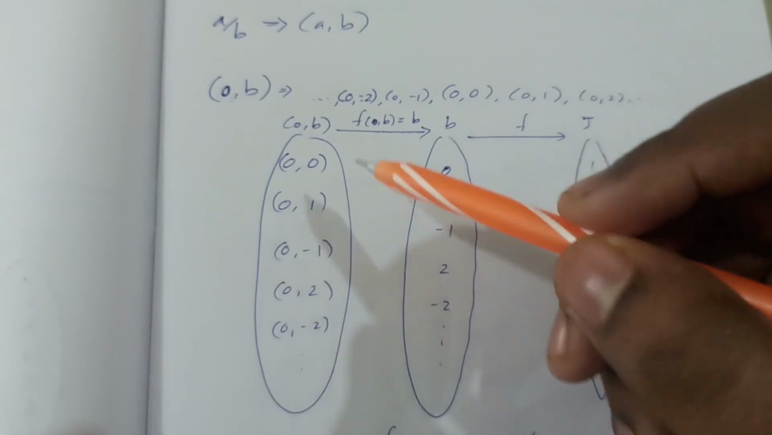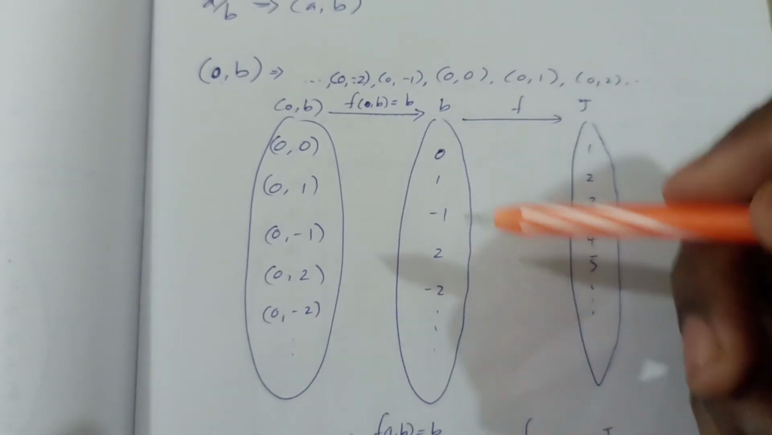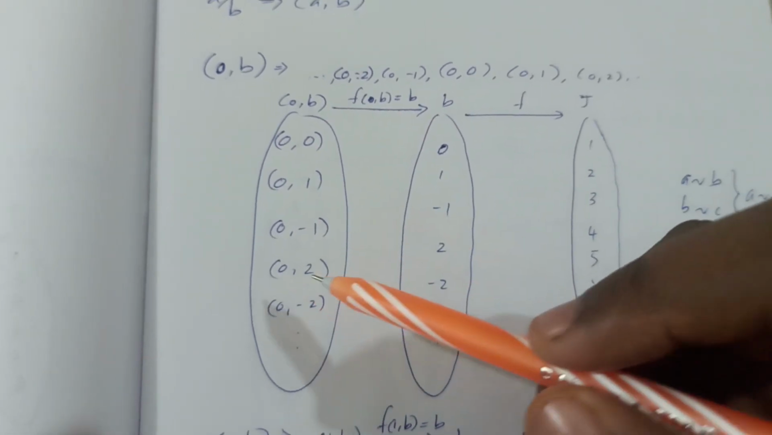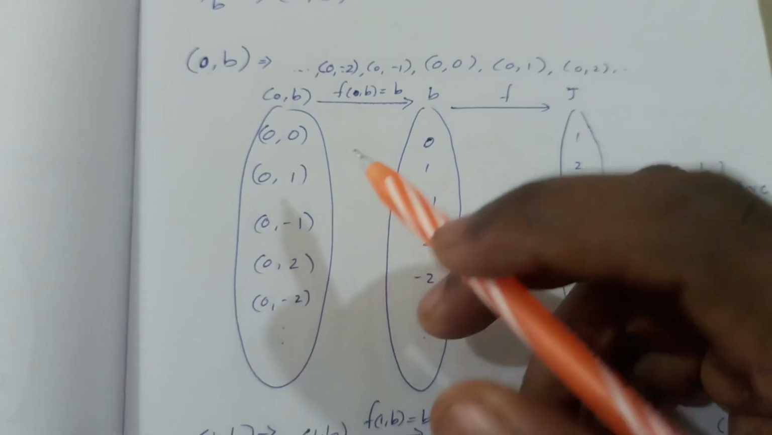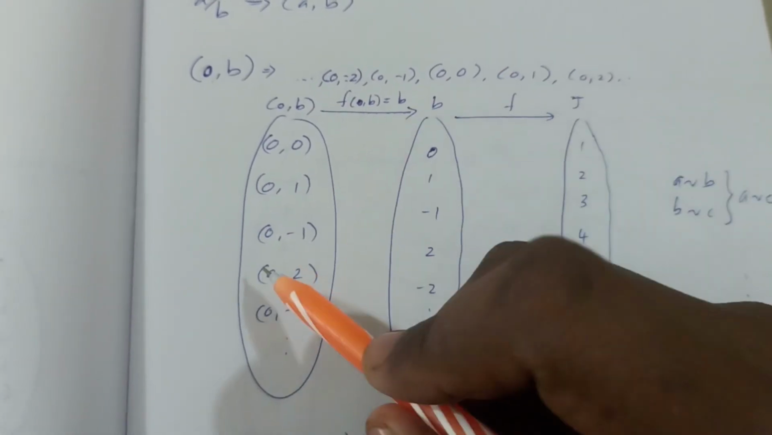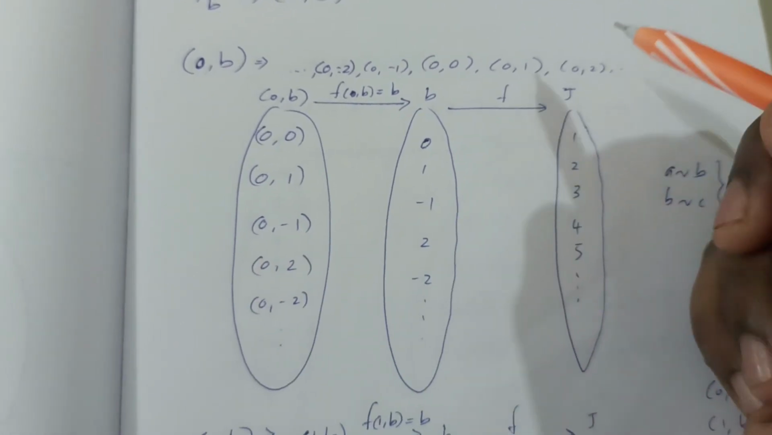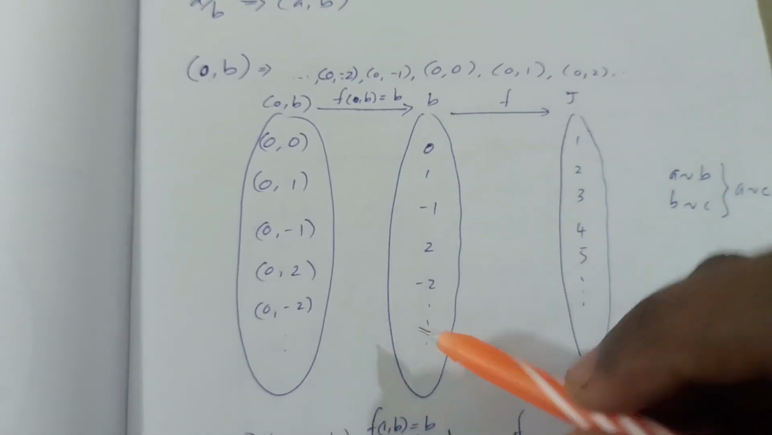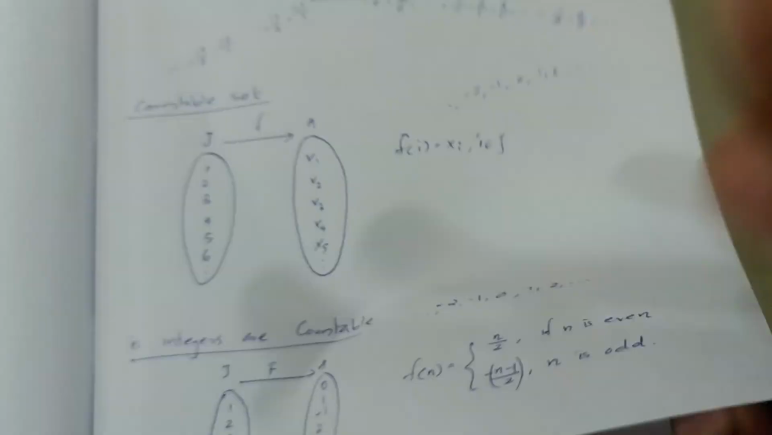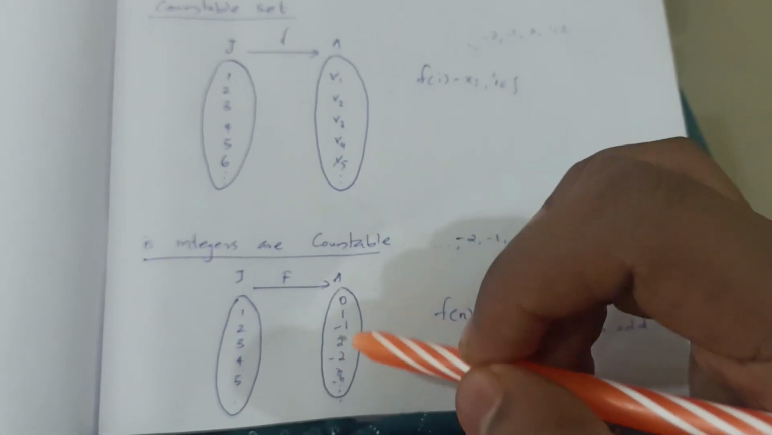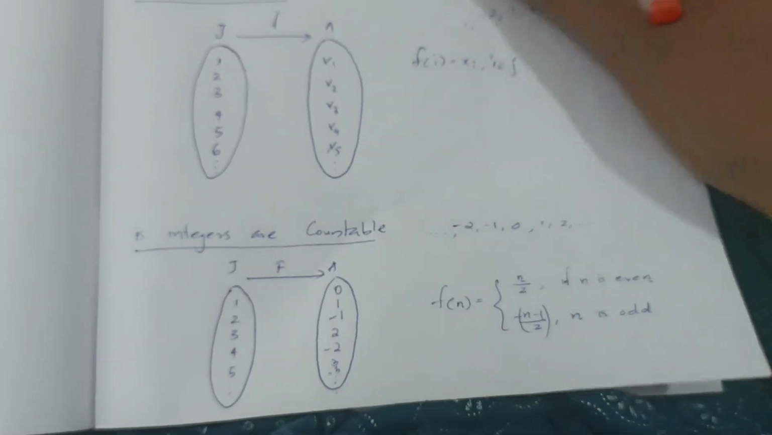If I can find a 1-1 correspondence between the integers and our set 0 comma b, then it has a 1-1 correspondence, right? I am taking f of 0 comma b equal to b, then there is a 1-1 correspondence between these two sets, right? And we already know, we have shown here, that there is a 1-1 correspondence between the set of all integers and the set of all positive integers.